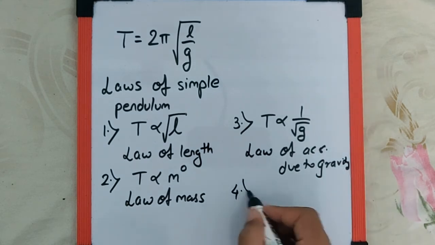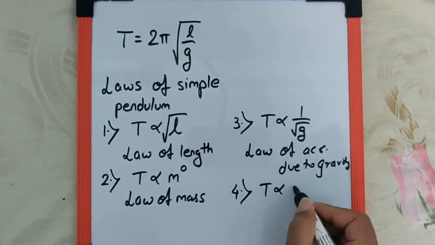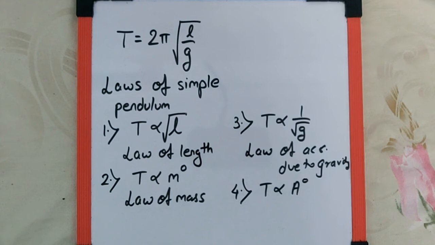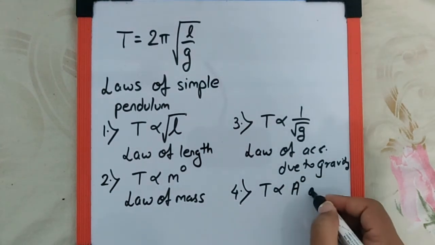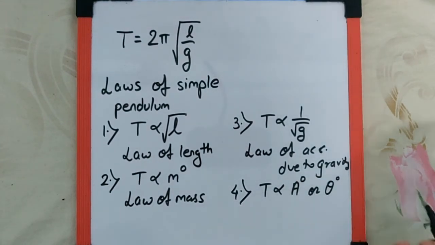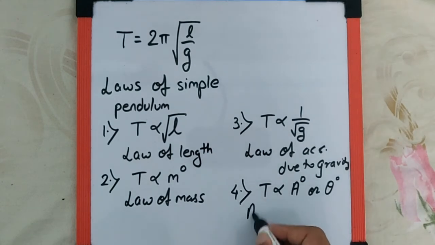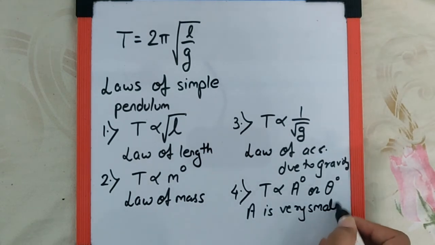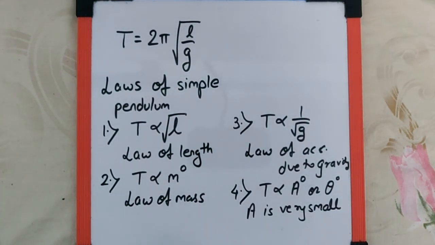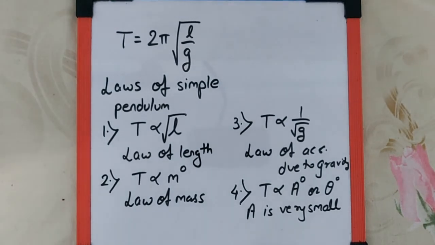And the last one is that T is independent of the amplitude, or the angular amplitude, provided the amplitude is very small. This is called the law of isochronism. Basically, these four laws help you to solve MCQs and numericals, to use as basic formulas.